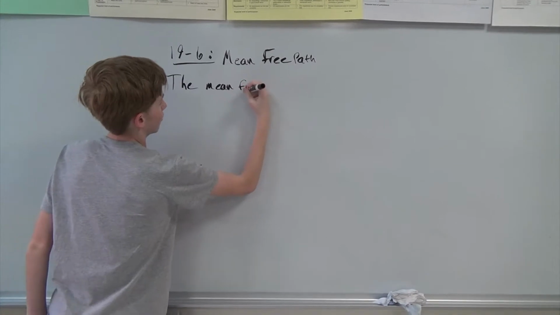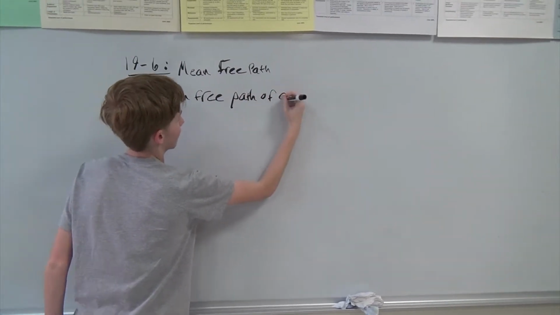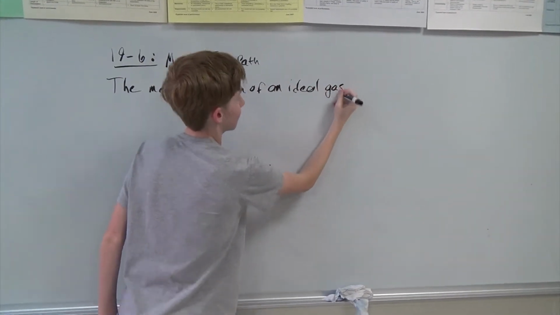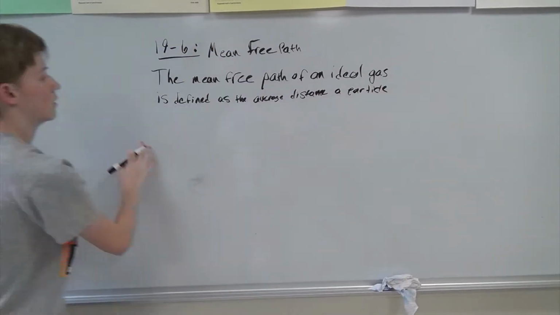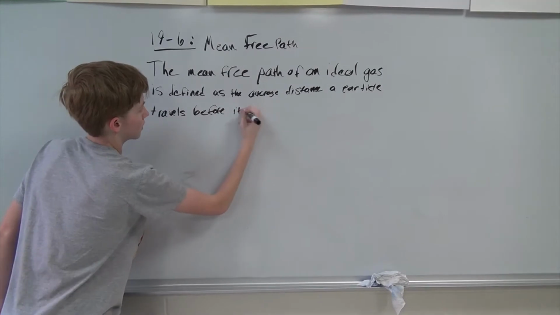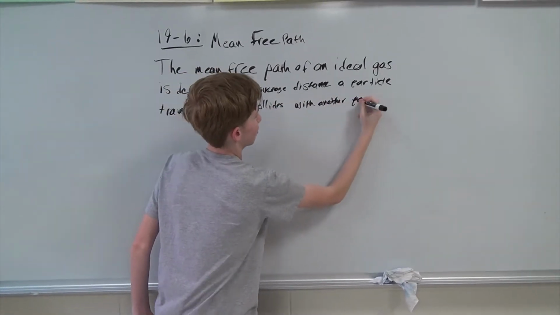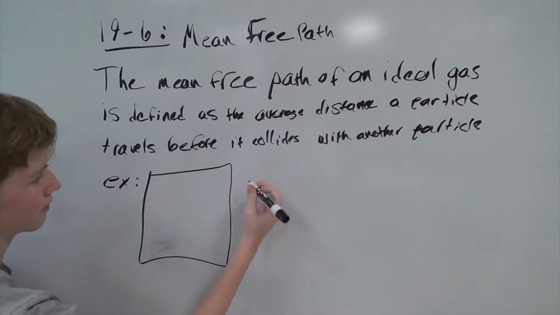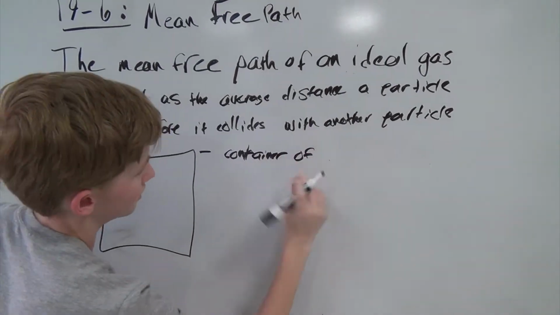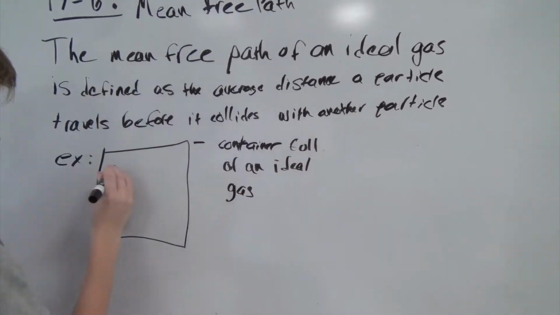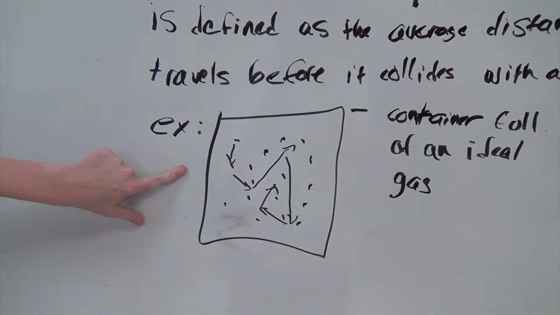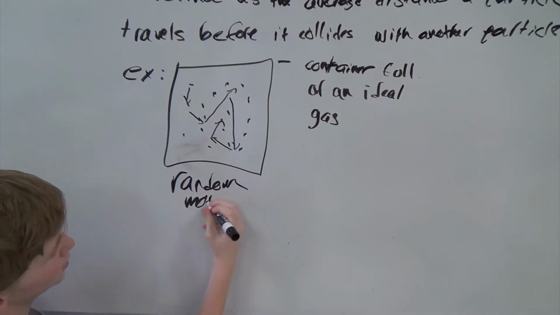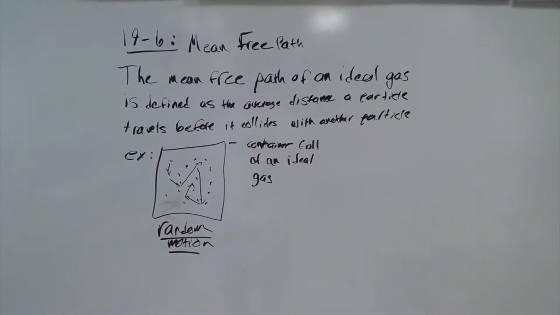Today, we'll be learning about Chapter 19.6, which is the mean free path of an ideal gas molecule. The mean free path of an ideal gas molecule is defined as the average distance a particle travels before it collides with another particle. So look at the example I'm creating on the board: a container full of an ideal gas, and it exhibits random motion. If we were to plot the motion of a particle, it would be random. The arrows I'm drawing are just random motion.